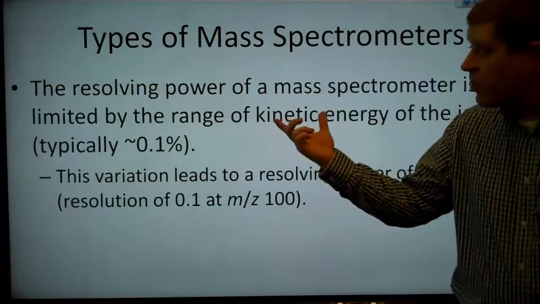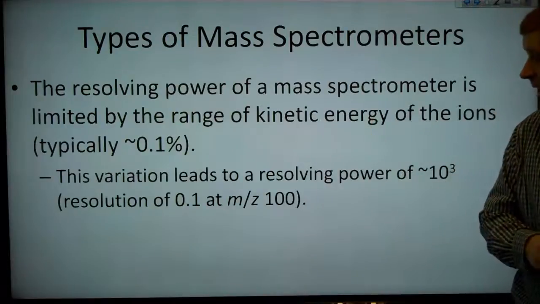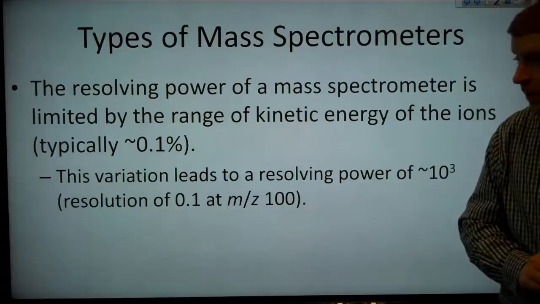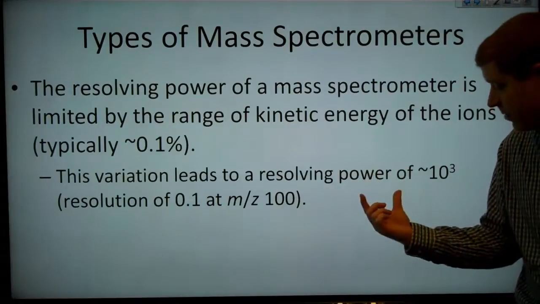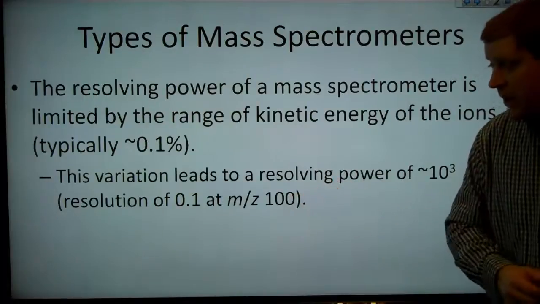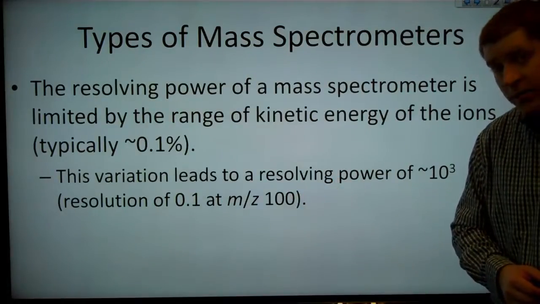So the resolving power of a mass spectrometer then is limited by the range of kinetic energy of the ions, which is typically around 0.1% or so. Now this variation leads to a resolving power of around 10 to the 3. This is a resolution of 0.1 at a mass to charge ratio of 100.